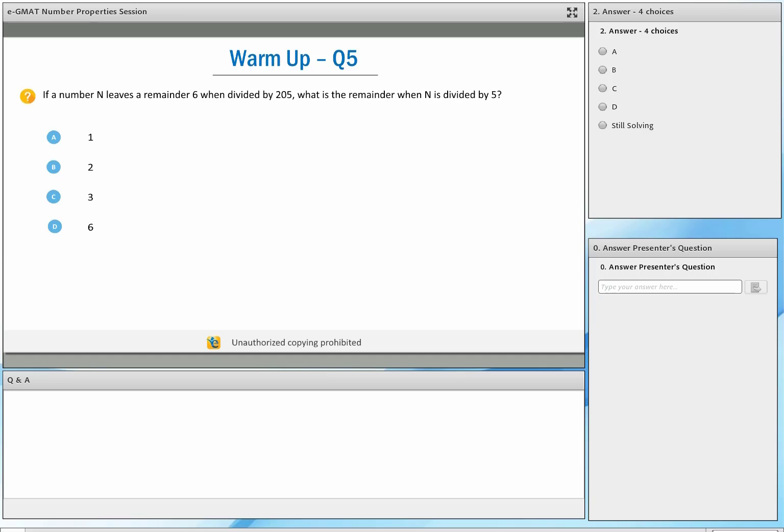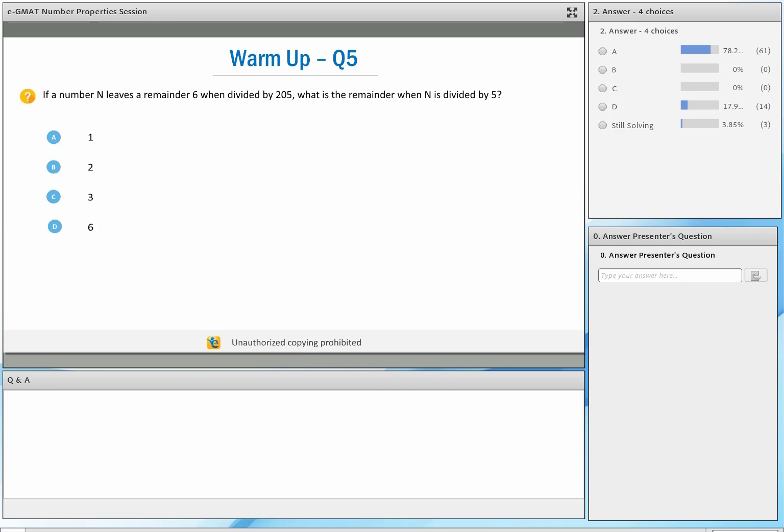All right, I'm going to end the poll. Good. The majority of you selected the right answer. Choice A is the correct answer. Now, how did you go about solving this? Did you use the approach that we talked about in the previous question? Much easier. Absolutely. That's really good.